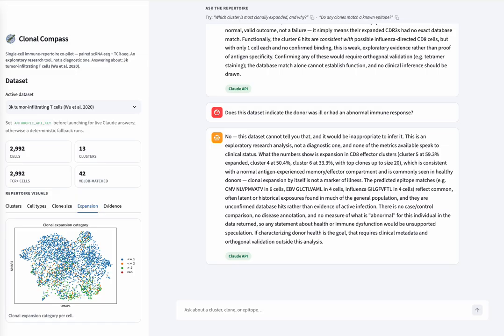And finally, the goal here is not to replace expert interpretation. The goal is to make the evidence trail easier to review so scientists can move from UMAPs and clonotype tables to a transparent, auditable, first-pass interpretation.